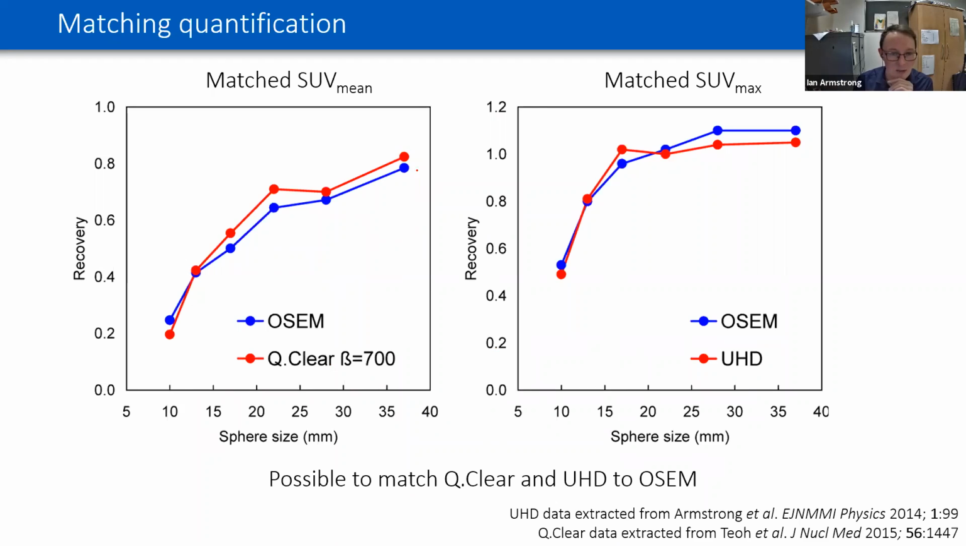Again, we've got some data here on the left-hand side from the GE system with Q.Clear. This is from one of the papers from Oxford. You can see that with an appropriate beta value, you can match to a non-Q.Clear reconstruction. Similar story with this MCT data here on the right-hand side, compared with PSF time of flight data. So you can match in the NEMA phantom.